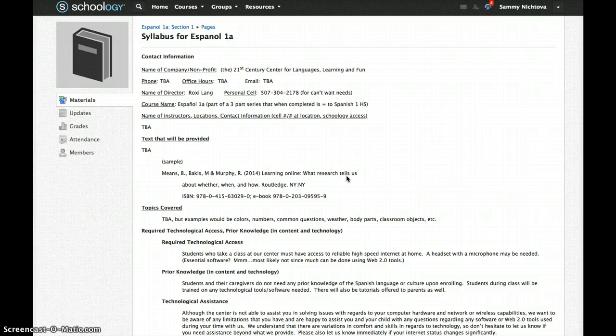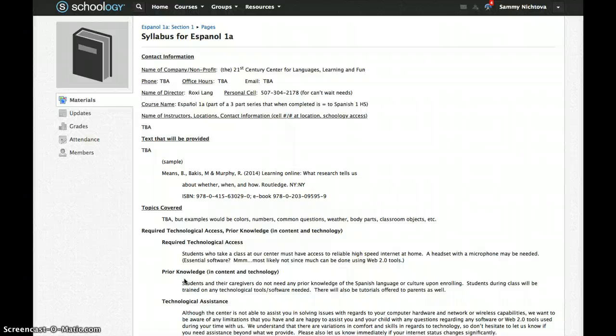So, as I state in my syllabus, and let me re-say that because I got a little confused there. I do not expect my parents or students at the time of enrollment to have any knowledge of Spanish or cyber literacy, only a broadband connection.